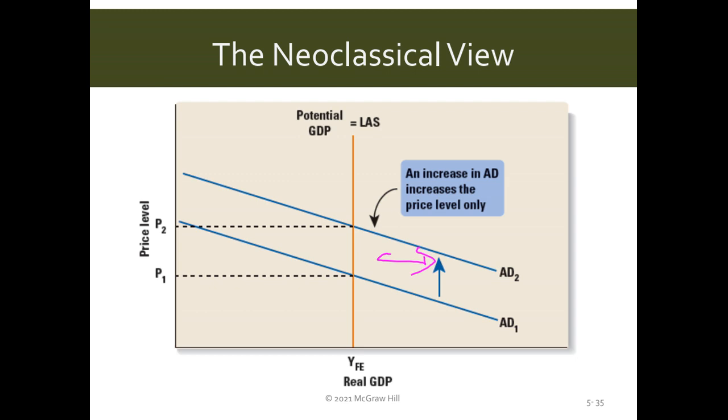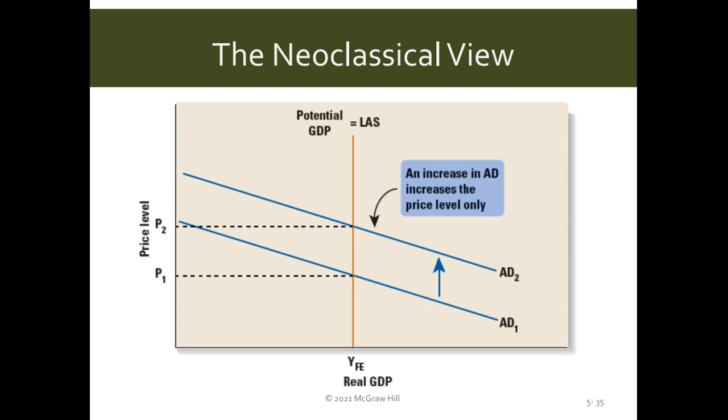So if you shift the aggregate demand curve to the right, what will happen? Only inflation will occur. There's no point shifting the aggregate demand curve. So neoclassical economists are against this government intervention. They think that you should let the market work and it will always automatically be at the full employment level of output. Remember, don't worry about this increase in price. Let me spend a couple more minutes and explain the logic behind it.